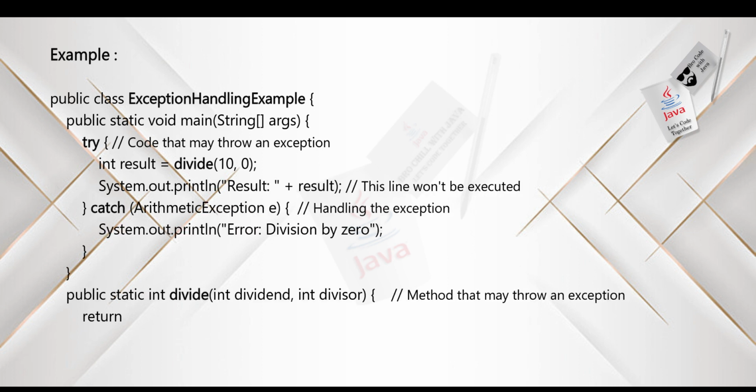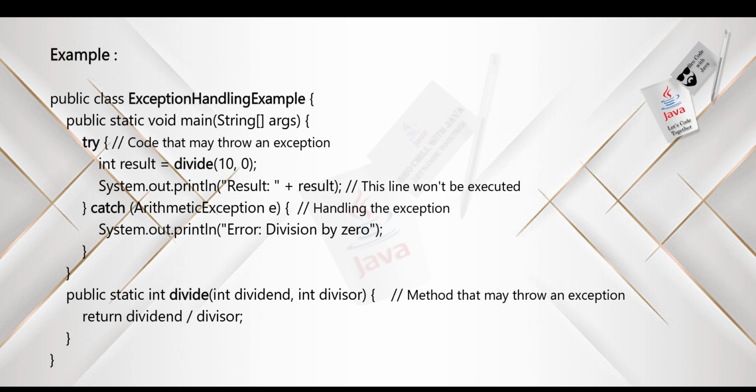Here's a simple example demonstrating exception handling. In this example, we have a divide method that divides two numbers. In the main method, we attempt to divide 10 by 0, which will throw an arithmetic exception. To handle this potential exception, we use a try-catch block. The code inside the try block is the code that might throw an exception.